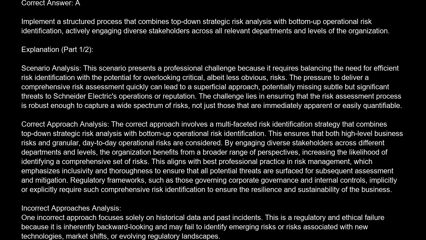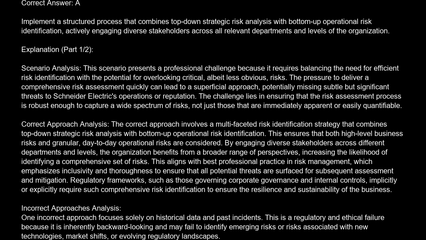Correct approach analysis. The correct approach involves a multifaceted risk identification strategy that combines top-down strategic risk analysis with bottom-up operational risk identification. This ensures that both high-level business risks and granular, day-to-day operational risks are considered. By engaging diverse stakeholders across different departments and levels, the organization benefits from a broader range of perspectives, increasing the likelihood of identifying a comprehensive set of risks.